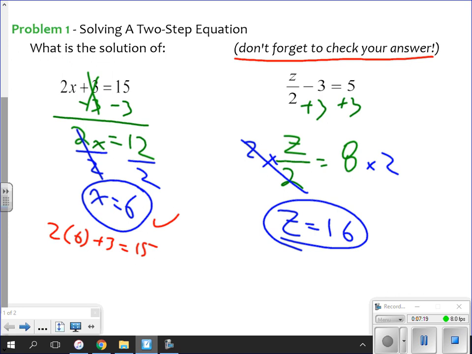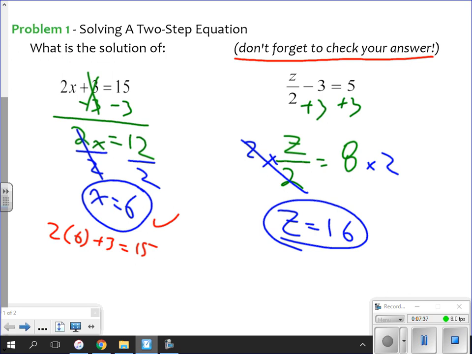Once again, if I want to check my answer, I just say, okay, put 16 in for z. 16 divided by 2 is 8. 8 minus 3, if that's 5, I did it right. If it's not 5, I made a mistake somewhere. Go back and fix it.